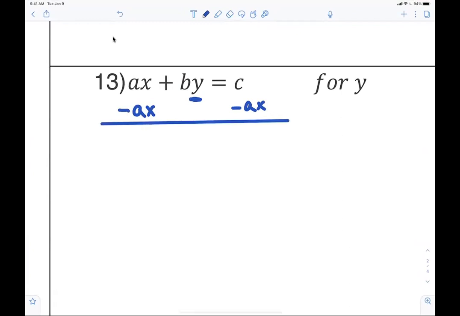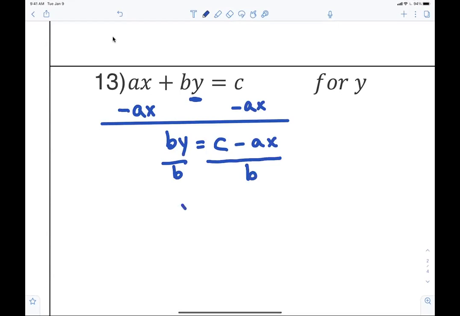Now everybody's going to write down BY equals C minus AX. All right, Tyler, now what? You divide by B. Yeah, divide by B. Now watch when I divide the whole thing by B. Y equals C minus AX all over B.